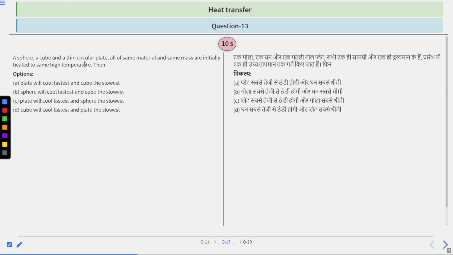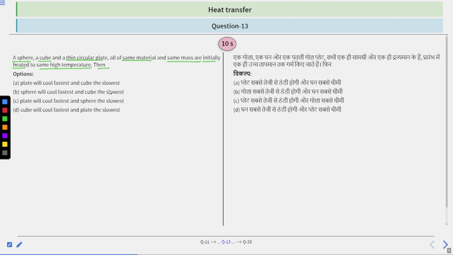Question 13. A sphere, a cube, and a thin circular plate of the same material and same mass are initially heated to the same high temperature. Then which option is correct? Option A, plate will cool fastest and cube the slowest. Option B, sphere will cool fastest and cube the slowest. Option C, plate will cool fastest and sphere the slowest. And option D, cube will cool fastest and plate the slowest. So which one is correct?